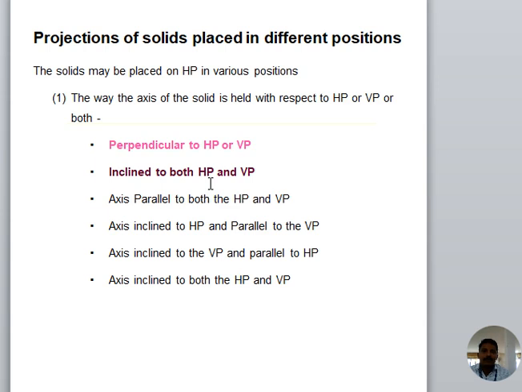Projection of solids placed in different positions. They are perpendicular to the HP or VP, inclined to both HP and VP, axis parallel to both HP and VP, axis inclined to HP and parallel to the VP, axis inclined to VP and parallel to the HP, axis inclined to both HP and VP. These are the projections of solids placed in different positions.